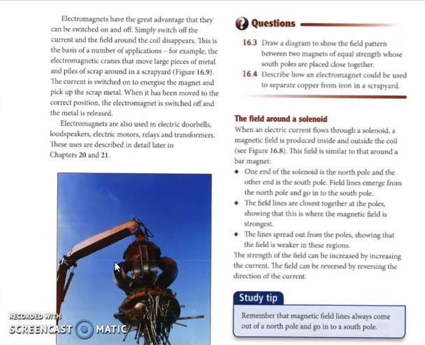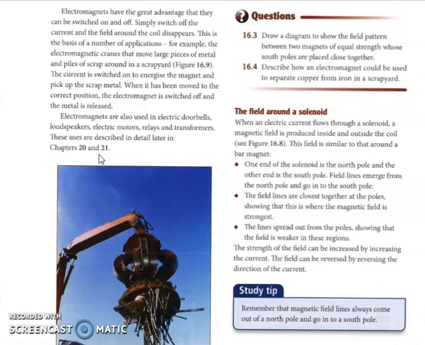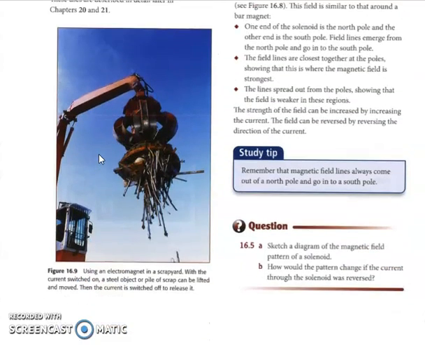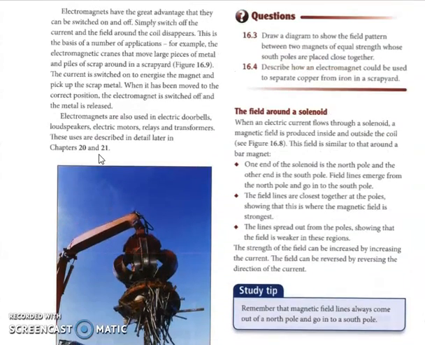So electromagnets are also used in electric doorbells, loudspeakers, electric motors, relays, transformers, and these are described in detail later in chapter 20 and 21. Okay, so electromagnets and their applications are what we have seen. Next is about the field around the solenoid.